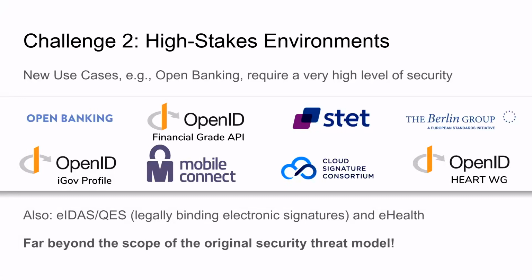And we also see other applications like e-government, mobile operators. The Cloud Signature Consortium is building a technology to create legally binding electronic signatures just based on OAuth. We also see e-health applications. So a wide range of high-stakes environments. And everybody's using OAuth, and most of them just say, just follow RFC 6749, and then you're done. Okay, so we have a completely different threat model here. I think that's pretty obvious.